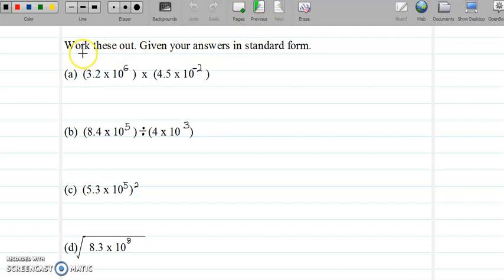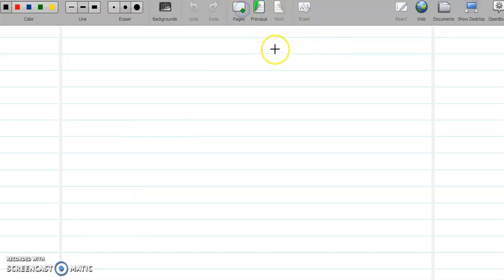Here we are asked to work this out, giving your answers in standard form. Before we can work this out, we have to look at what we call the indices. In indices, we note that if we have a raised to power x multiplied by a raised to power y, since the bases are the same, we add the powers: a raised to power x plus y.